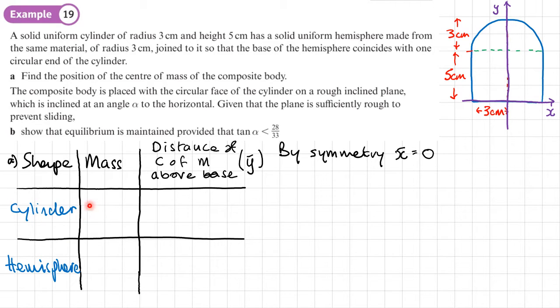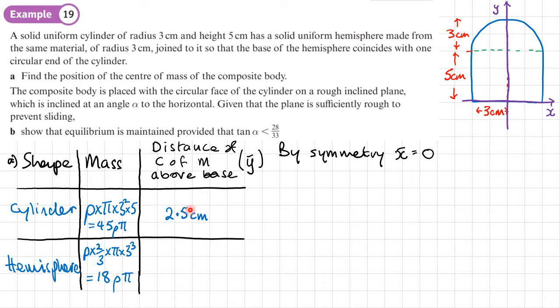Let's start by working out the mass of the cylinder. Now the mass is the volume times rho. So rho times pi r squared h for the cylinder part, and that becomes 45 rho pi. And for the hemisphere, that's going to be rho times the volume of a hemisphere. Now a sphere is 4/3 pi r cubed. Since it's a hemisphere, half of 4/3 is 2/3, so 2/3 pi times radius cubed, 3 cubed, which simplifies to give us 18 rho pi.